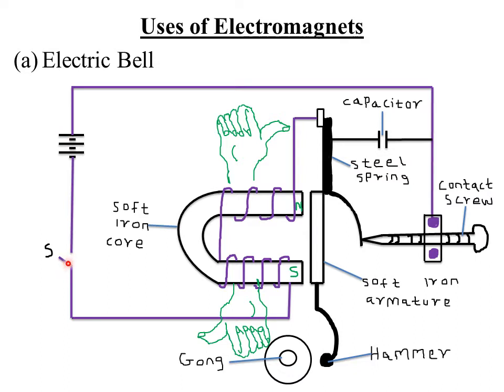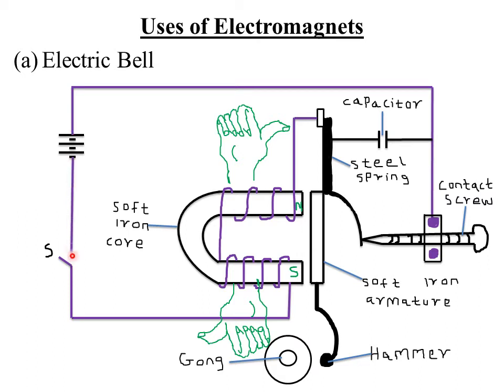Now when we close switch S, current flows through the circuit and the core becomes magnetized. Now the electromagnet induces magnetism in the soft iron strip or the soft iron armature, which is then attracted to the poles of the electromagnet. Remember, we said that current will always flow from the positive terminal towards the negative terminal, but electrons will always flow from the negative terminal towards the positive terminal.